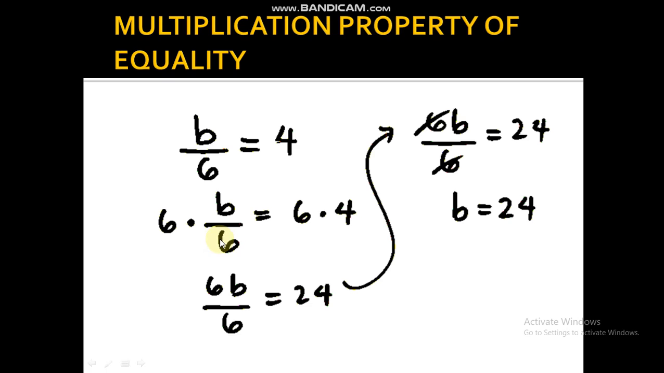On the left hand side, it is like multiplying a whole number to a fraction. That results in a numerator of 6b and a denominator of 6. Then we have 24 as the product on the right hand side. In the fourth step, on the left hand side, we cancel same terms to leave b as the remaining term. 24 remains on the right hand side. So we have b equals 24.